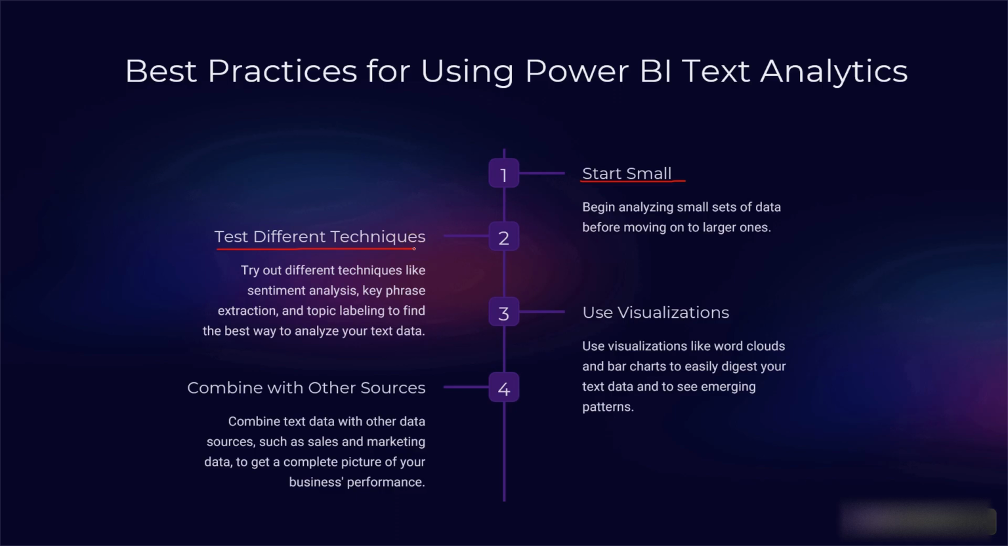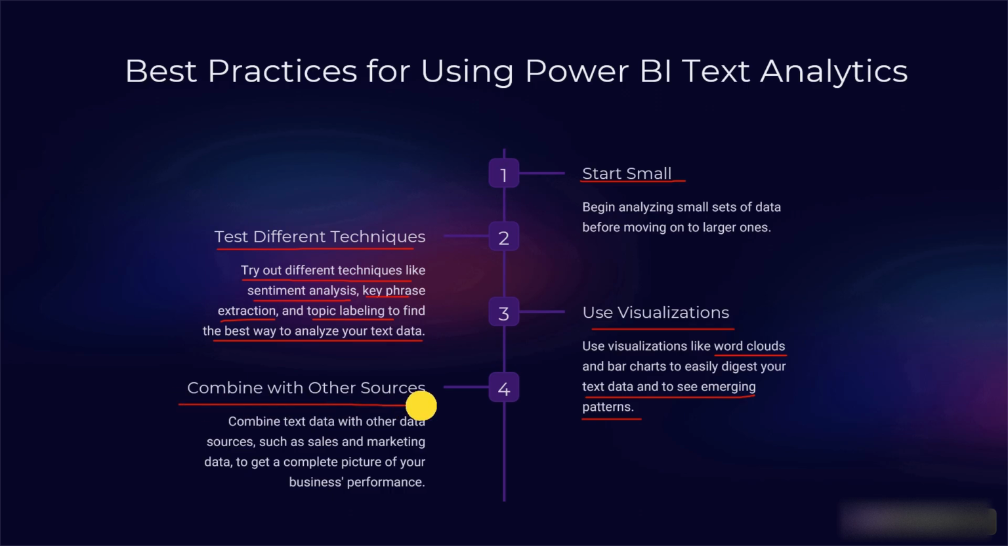Also, test different techniques. You should try out different techniques like sentiment analysis, which we performed, key phrase extraction, and topic labeling, to find the best way to analyze your text data. Now you can come up with your own logic to define whether something is positive or negative, and accordingly test it on the entire data set. Then finally, use visualization. As I mentioned, use visuals that are easy to understand, like a word cloud and text data, to see emerging patterns. So you should choose the visualization accordingly.